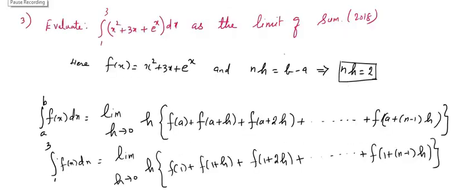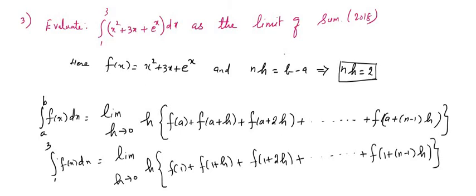Okay, now see the third sum. Evaluate integral 1 to 3 x square plus 3x plus e power x dx as the limit of a sum. It was asked in the 2018 board, I think. Understood? 2018. It was a 6 mark question. Here f of x is x square plus 3x plus e power x, the given function. And nh we know is b minus a, that is the upper limit minus the lower limit. Upper limit is 3 and the lower limit is 1 here. Therefore 3 minus 1, nh is equal to 2, the first step.